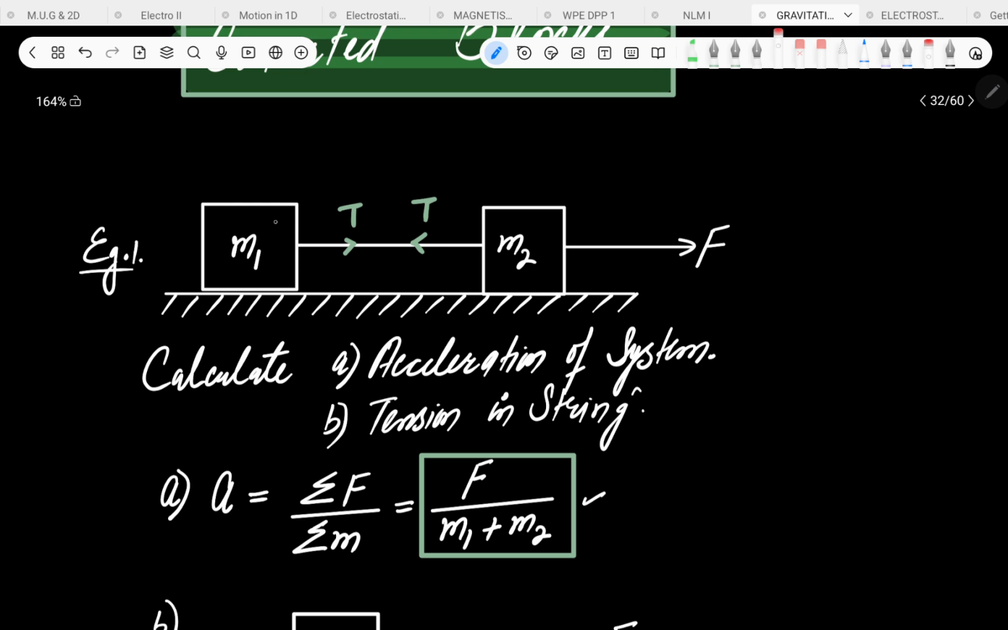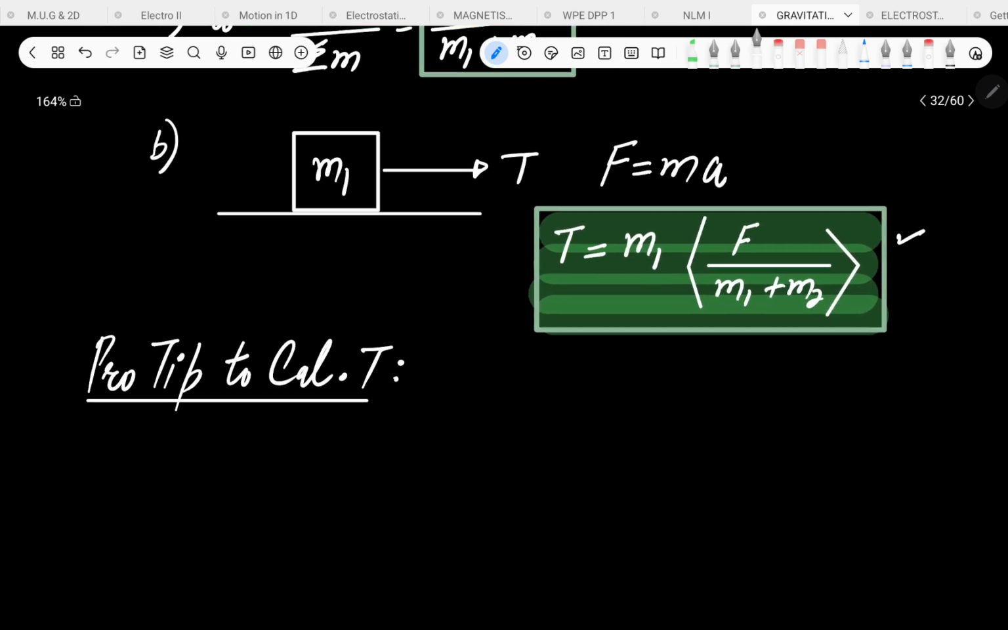M1 is that mass which is away from this capital F, isn't it? This m2 is closer to the F and m1 is away from the F. Divide by total mass, which is m1 plus m2, multiplied by the external force, which is F. Okay, so that is how I can calculate the tension in the string directly.